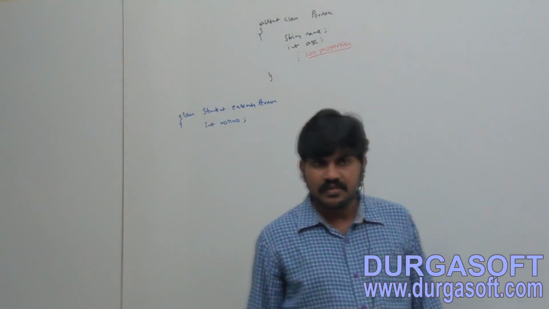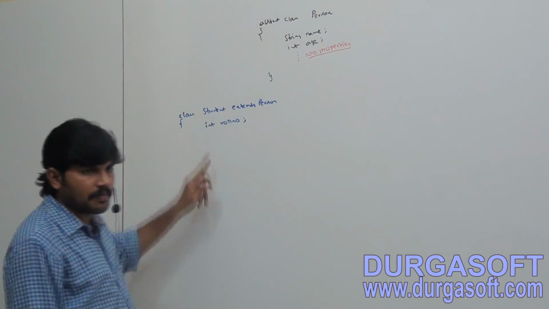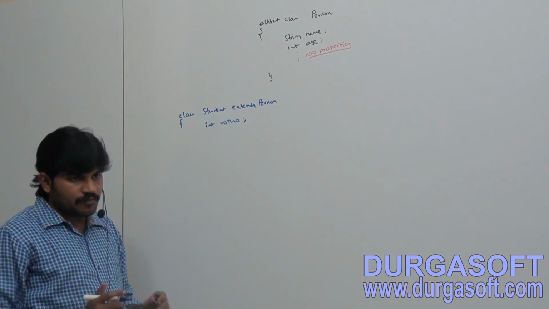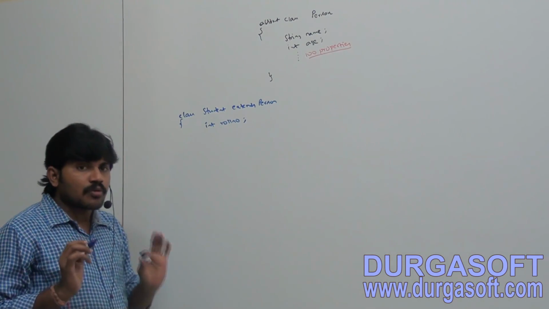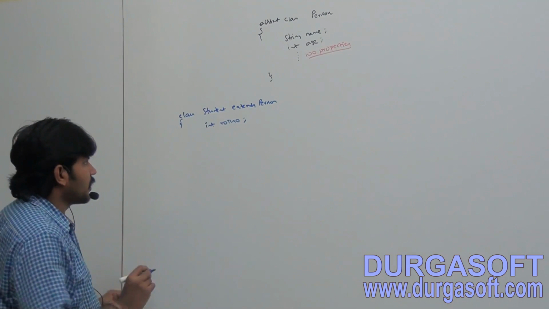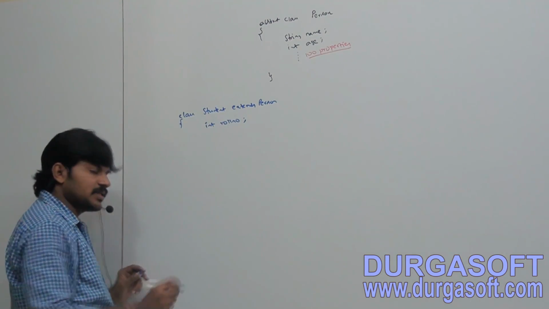101 properties are there. Are you getting? Because 100 properties are coming from the parent and one property is coming for the child. Now, total how many properties are there? 101 properties. Now I want to take a constructor.